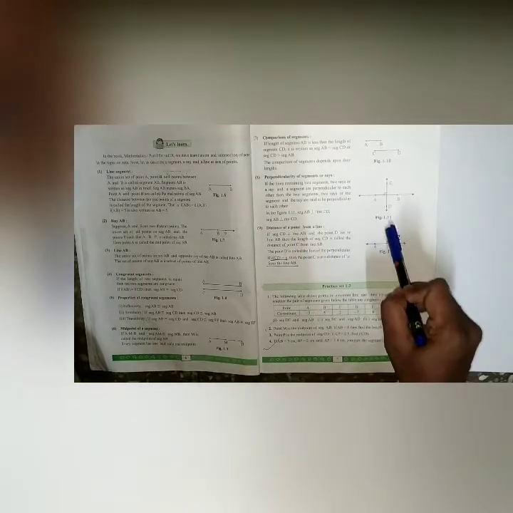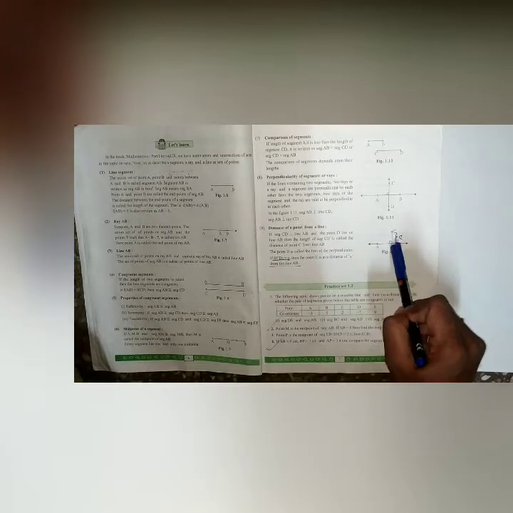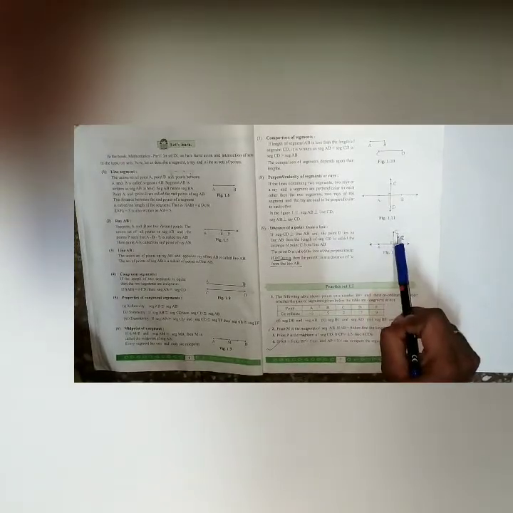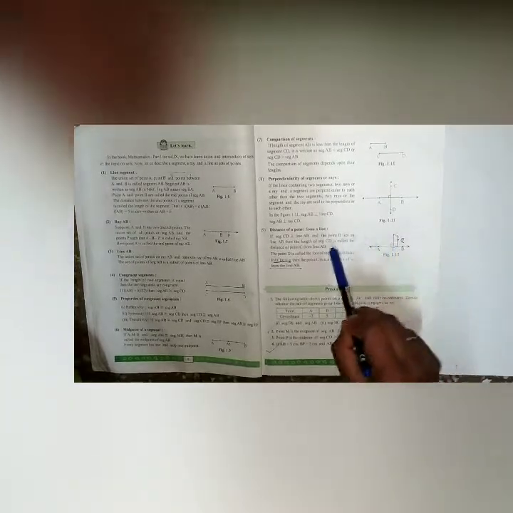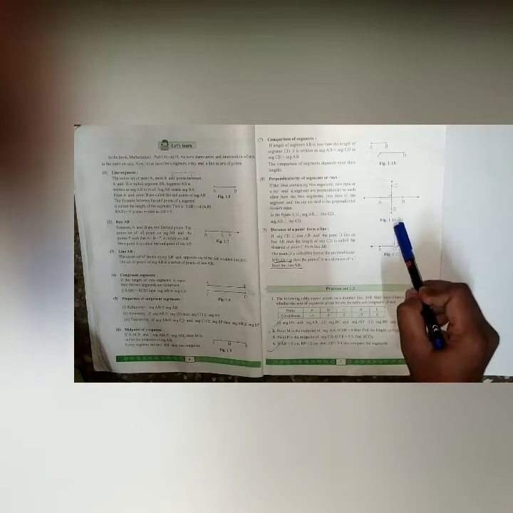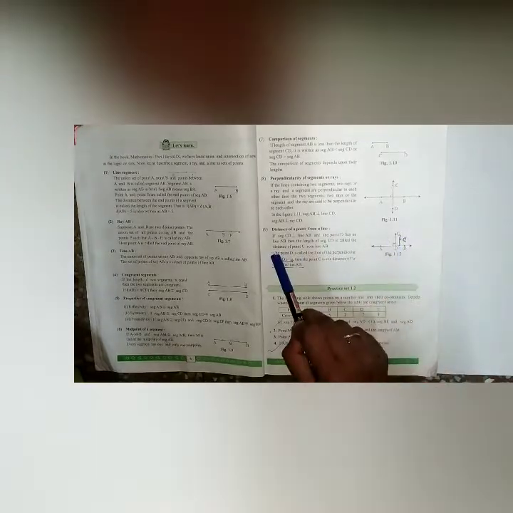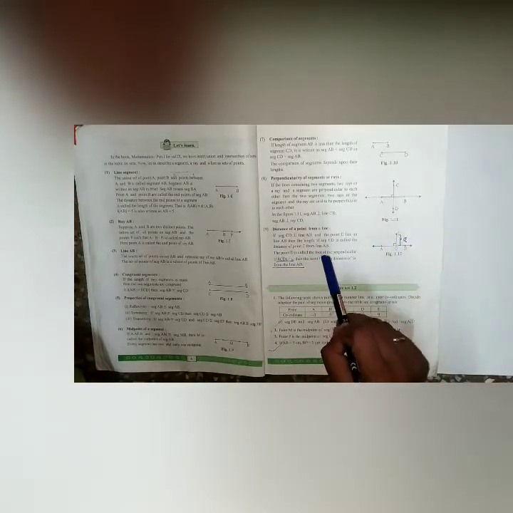Next concept, distance of a point from a line. If segment CD is perpendicular to line AB and the point D lies on line AB, then the length of CD is called the distance of point C from line AB. The point D is called the foot of the perpendicular. Here point D is called the foot of the perpendicular.